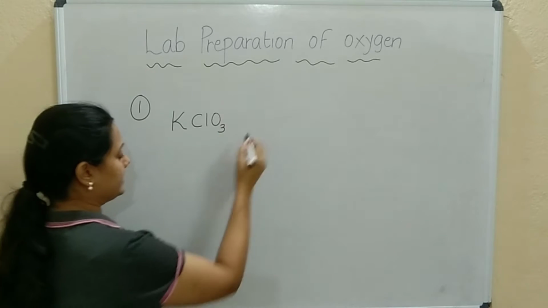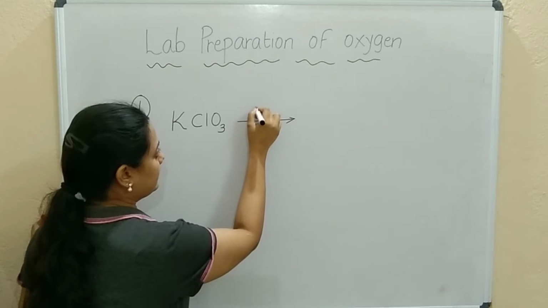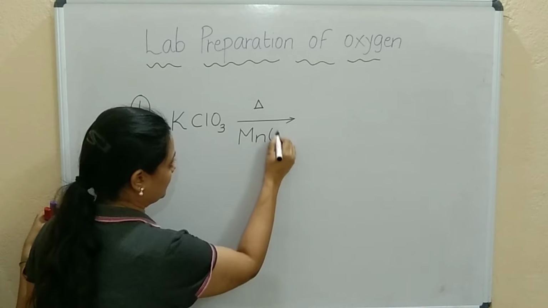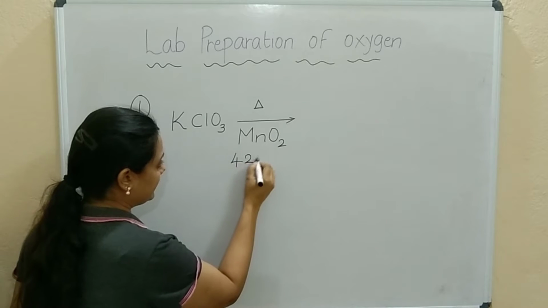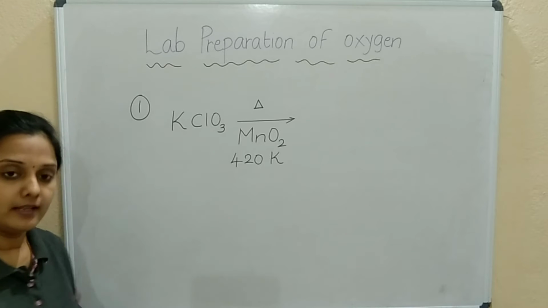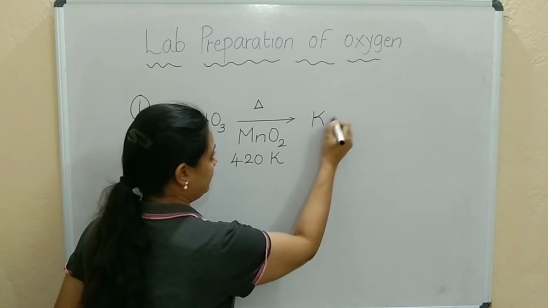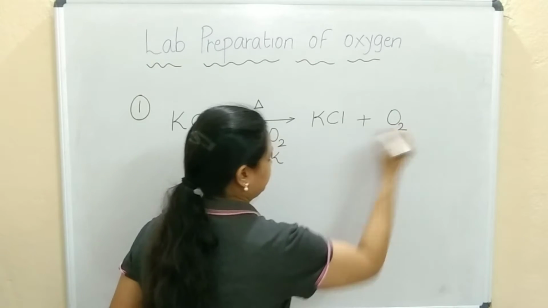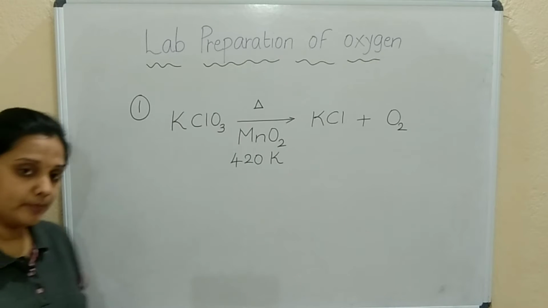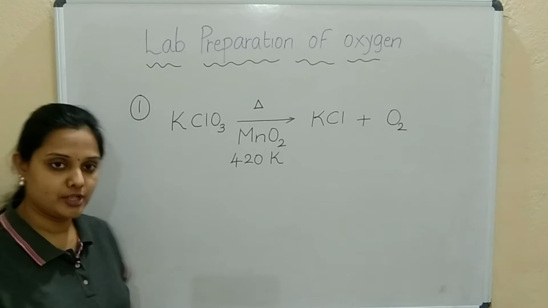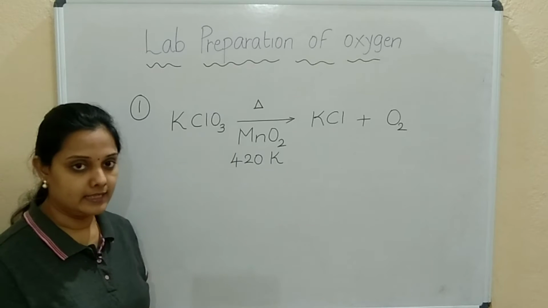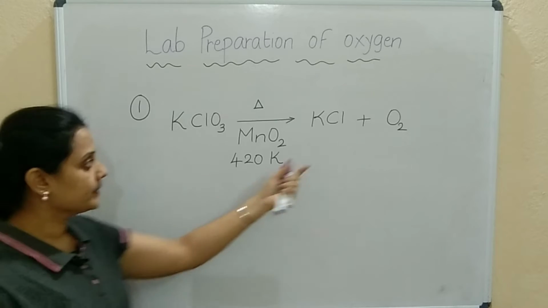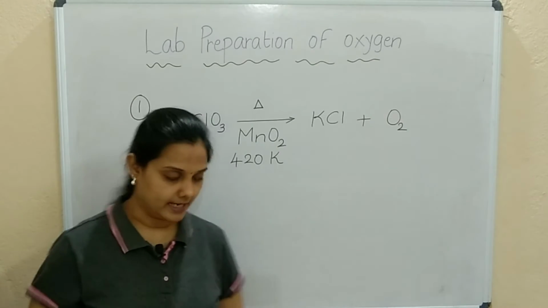Potassium chlorate is heated in the presence of a catalyst, that is manganese dioxide, MnO2, at 420 Kelvin temperature. It produces KCl, potassium chloride, and oxygen. So this is the first lab preparation of oxygen: potassium chlorate in the presence of the catalyst manganese dioxide, heated at 420 Kelvin, produces KCl and oxygen gas.